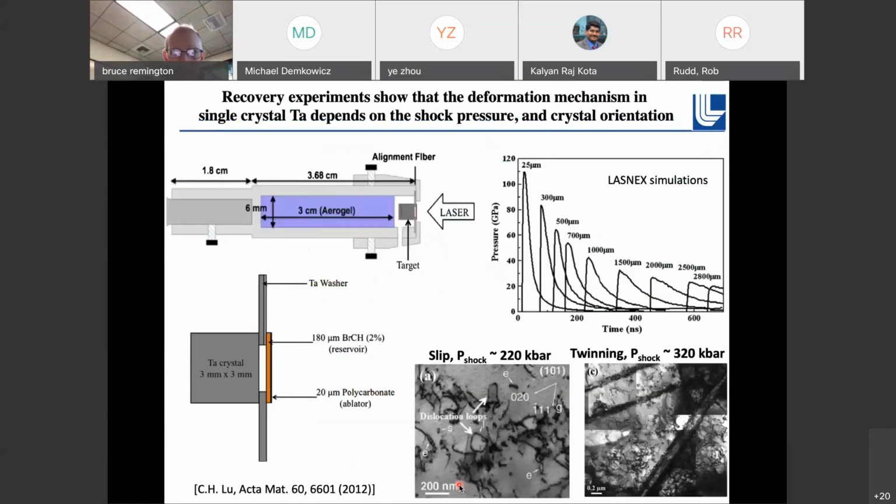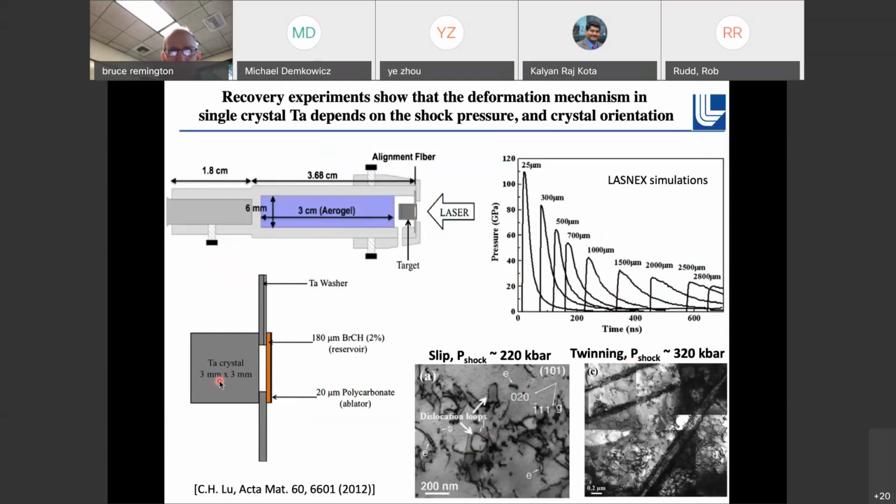And one last experiment, we teamed up with UC San Diego with Marc Meyers and his students. That's been a very productive collaboration for the last 20 years, maybe longer now. And what Marc does with his students is he asks us to recover samples. So we show a recovery fixture that we developed for the Omega laser, where you can recover the sample, bring it home, cut it up, and then look at the recovered sample that's been shock loaded to whatever pressure we dial in.